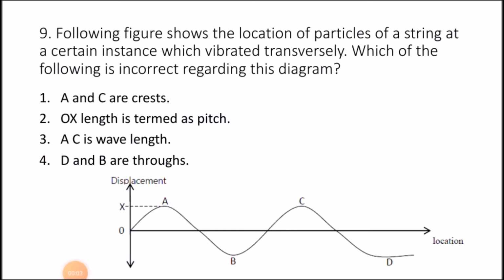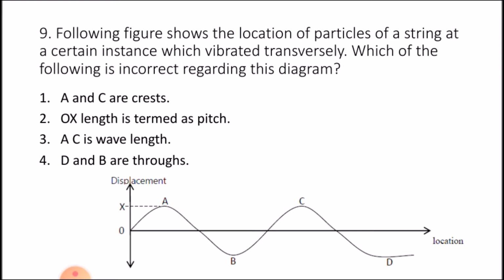Question number 9. Following figure shows the location of particles of a string at a certain instance which vibrate transversely. Which of the following is incorrect regarding this diagram? Okay, A and C are crests. It is correct. Then OX length is termed as pitch. This is incorrect. Actually, pitch is a property of sound, and it depends on frequency. And therefore the answer is the second one, and we'll further discuss the remaining answers.